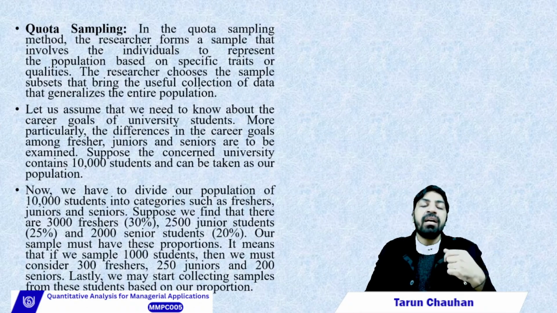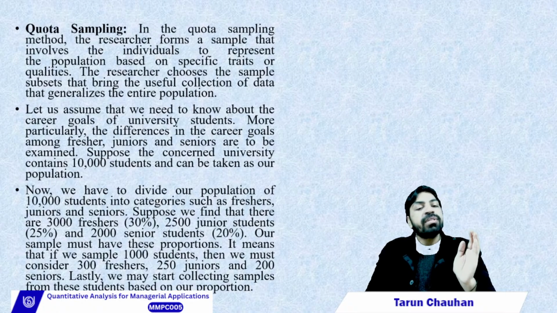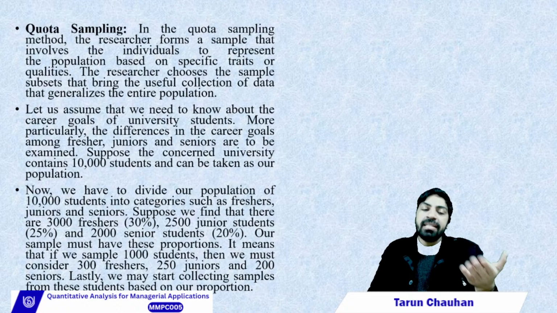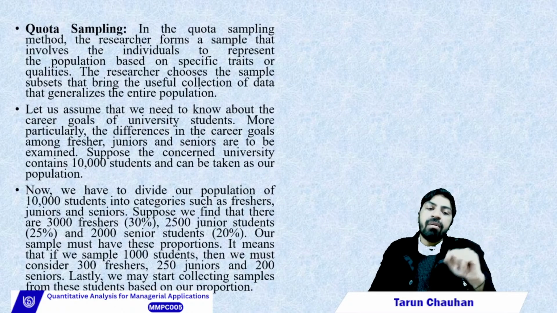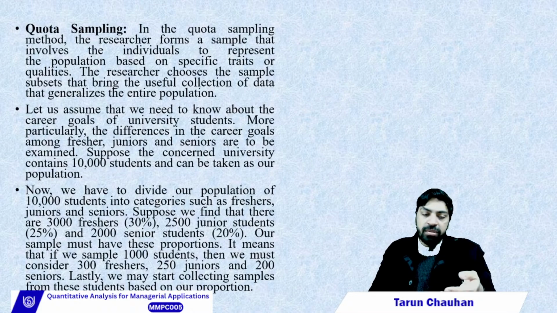And we also find out that there are 3,000 freshers, 2,500 junior students, and 2,000 senior students. So automatically our sample must have these proportions. The proportions have already been estimated: 30% freshers, 25% juniors, and 20% seniors. So automatically 7,500 students are available in the school out of the 10,000 students, and the sample is selected according to their proportions only.